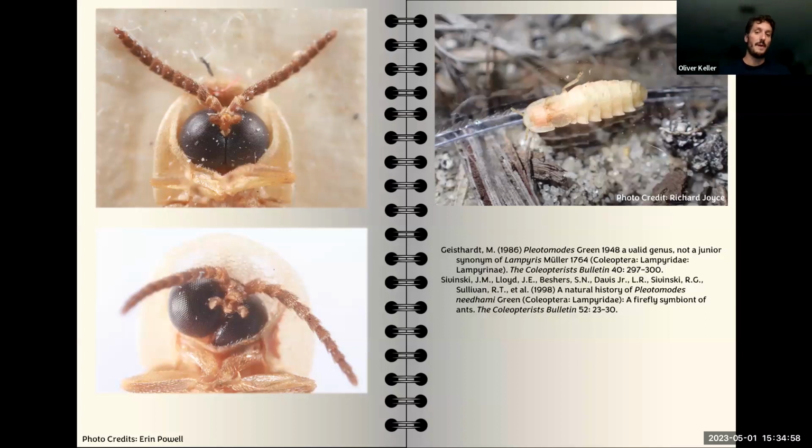There's a really cool paper out by Savinsky, which has the natural history, where they went to Highlands County, I think, and dug out the ant nest. I'm not sure if I shared that, but if not, I will. But here you can see the eyes are either touching or not touching.